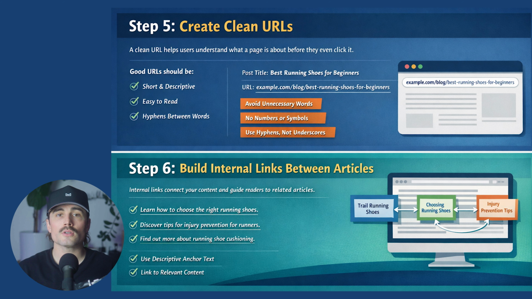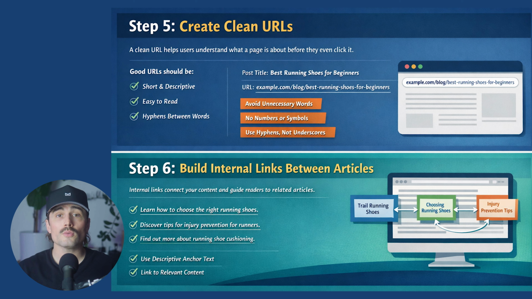Step 6, build internal links between articles. Internal linking is one of the most important parts of a content hub. When one article links to another article on your site, it helps your readers explore related content. It also helps search engines understand how your pages relate to each other. Whenever you publish a new article, look for opportunities to link to other relevant posts.